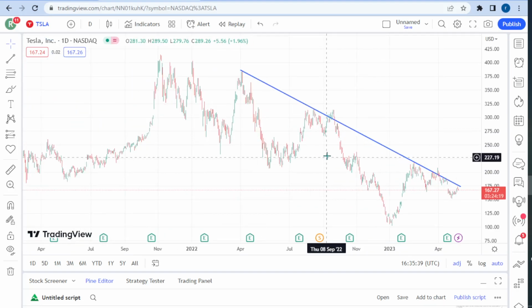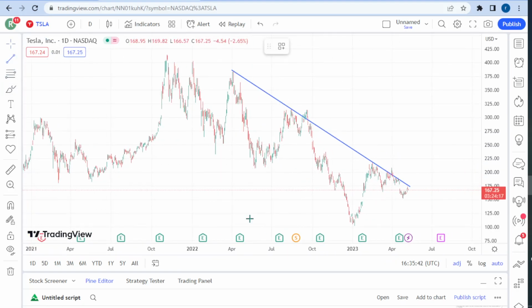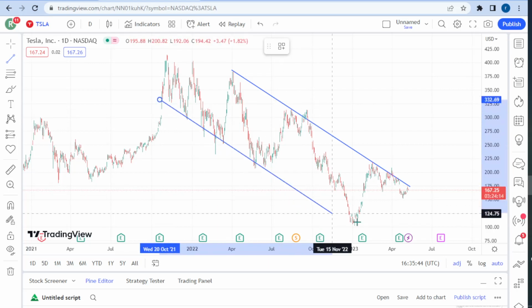So what else do we got on Tesla? Well, we could also draw a trend line, maybe this one right here.